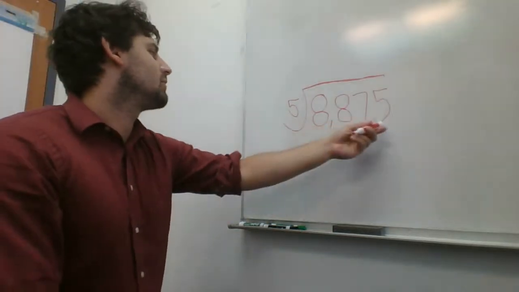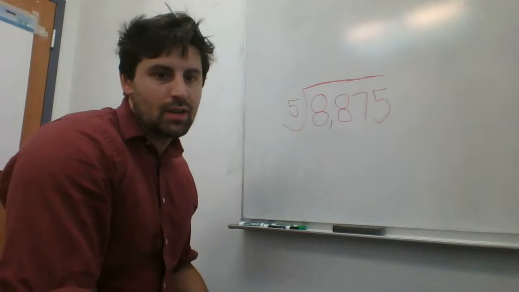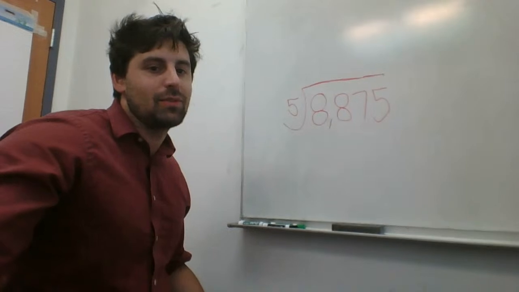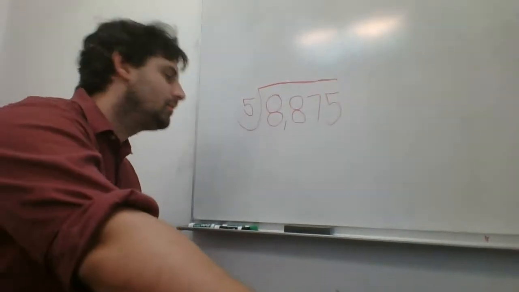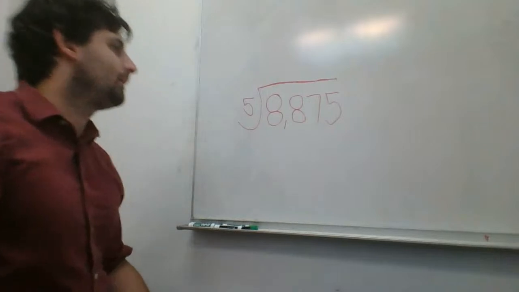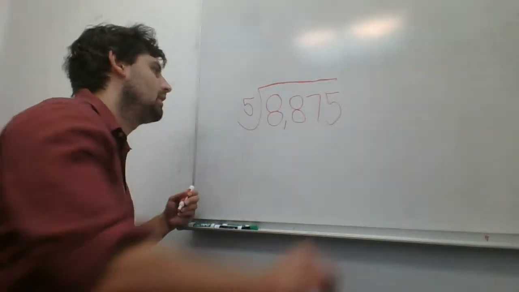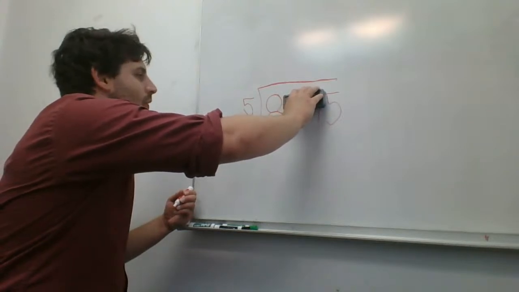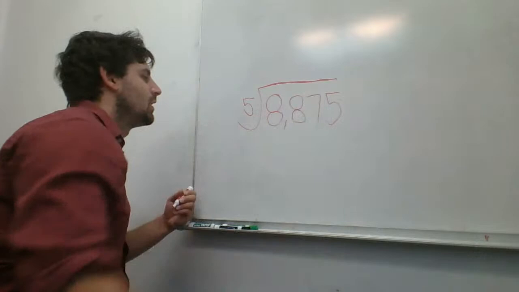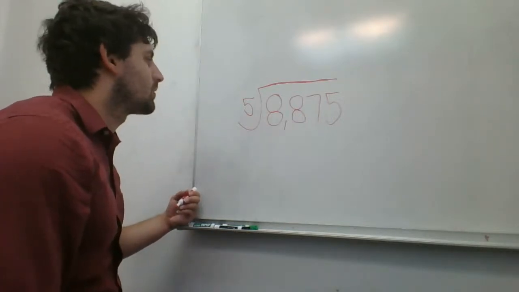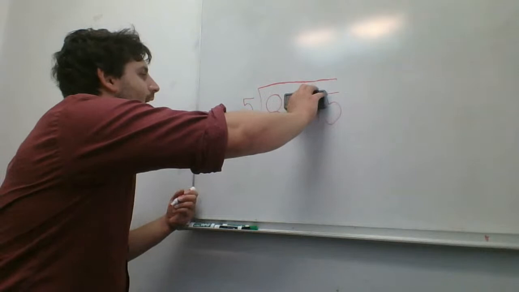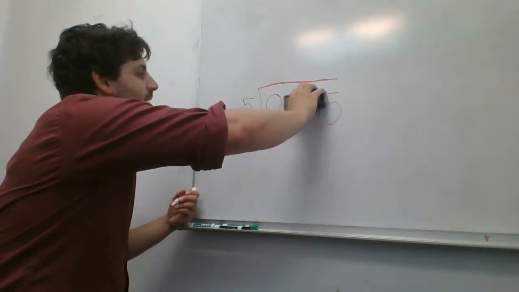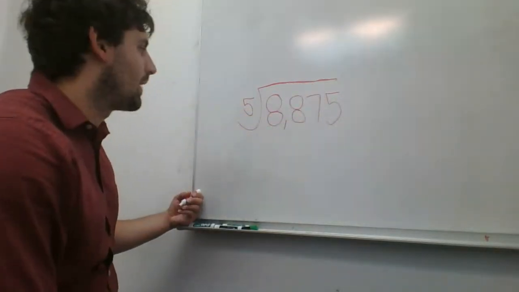So 8,875 divided by 5. So step 1, we want to divide by the smallest digit possible. Looking here, we can start out with 1 digit by 1 digit division. As long as there's a digit inside the square bigger than the digit outside the square, we can do that. Here, 8 is bigger than 5, so we can do 8 divided by 5. There will be a remainder, but we can start out that way.